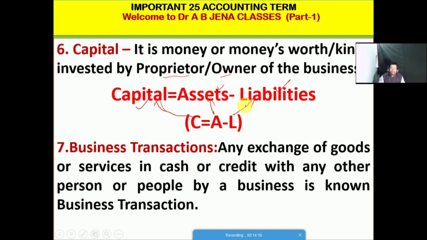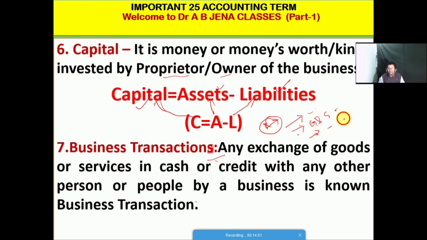So next one is the business transaction. What is the meaning of business transaction? Any exchange of goods or services in cash or credit with any other person or people by a business is known as a business transaction. Suppose you are doing business, your business will purchase the goods and services from the supplier. Similarly your business will sell the goods and services to the customer.